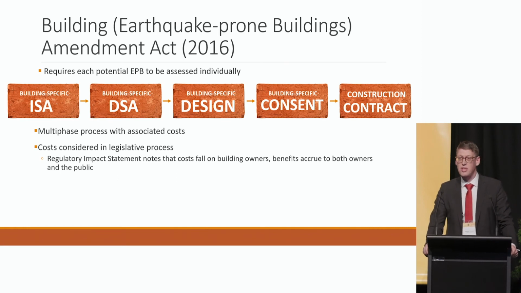Some consideration was given to the costs involved with that process when the earthquake-prone legislation was formulated. The regulatory impact statement noted that the costs would fall on building owners. It also noted that the benefits would accrue to building owners, but would also accrue to the general public from the reduction in potential harm.